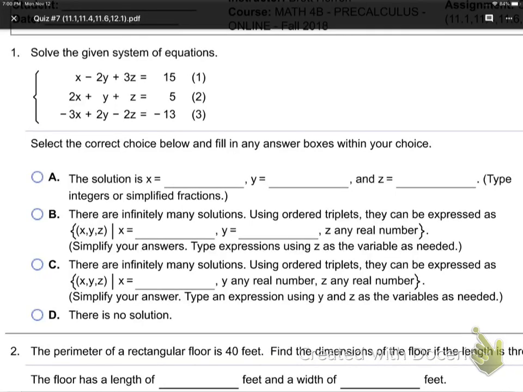Okay, so here we go with quiz number 7. So here's the system of equations we're supposed to solve. 3 equations with 3 letters. Let me go to a fresh screen.